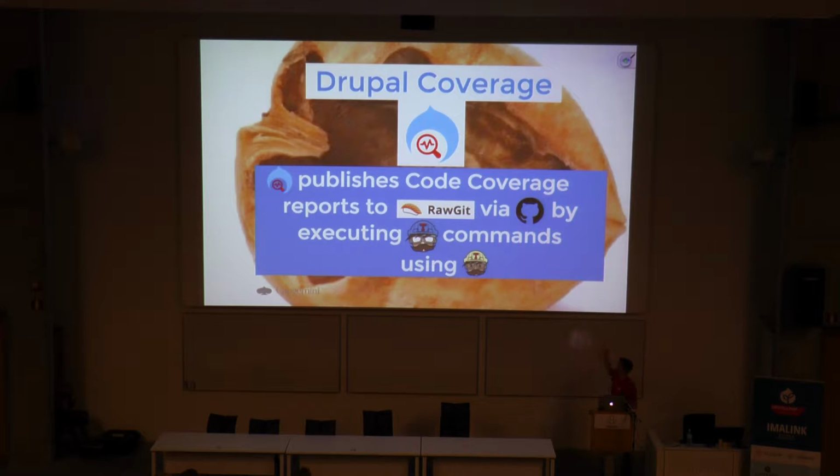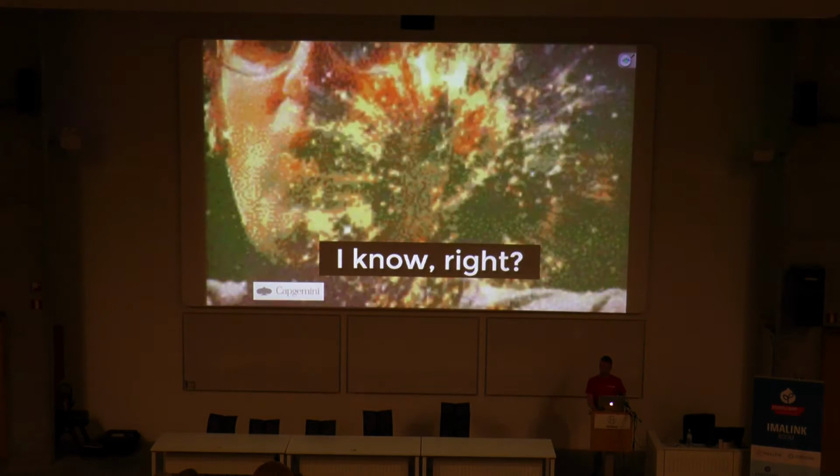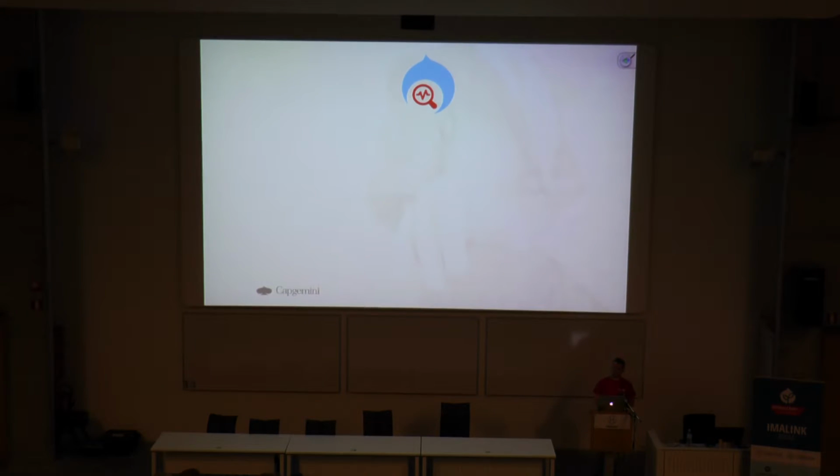So in a nutshell, what is Drupal coverage? So what is my project? Drupal coverage actually publishes your code coverage reports to rawgit via GitHub by executing Drupal Ti commands using Travis. I know it's a lot of information to deal with at this point in time, but here's how it works.